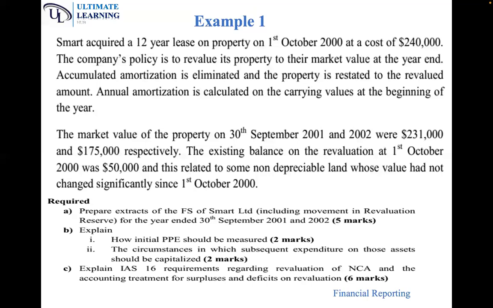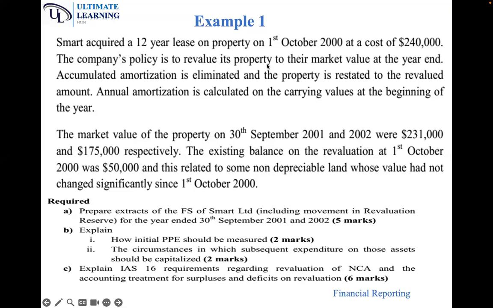Very attentive. Smart acquired a 12-year lease on property. Which means Smart did not acquire this property permanently. They only acquired it for a period of time. Some properties are normally acquired through a lease, but others are acquired full-time through what is called freehold. So let's read the question once more.